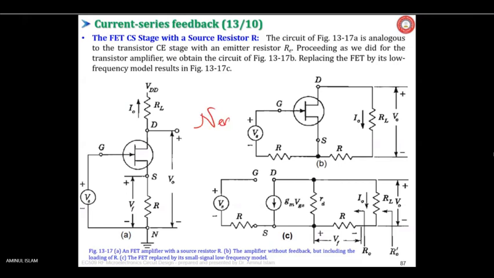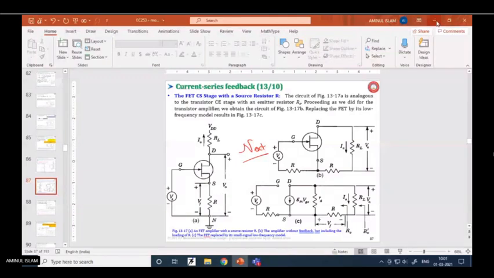I have a meeting, so I am going to stop here. The next class will be on FET based current series feedback. Earlier we discussed BJT based, and FET based is left over. The discussion will be more or less the same. So I'm stopping here because I have to attend a meeting.